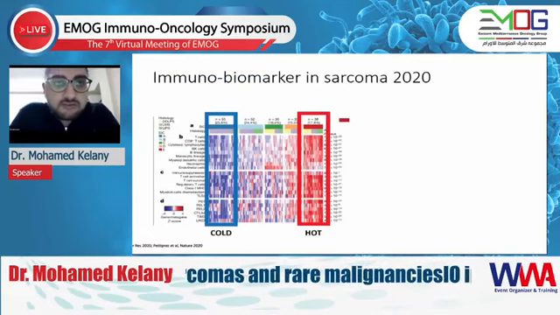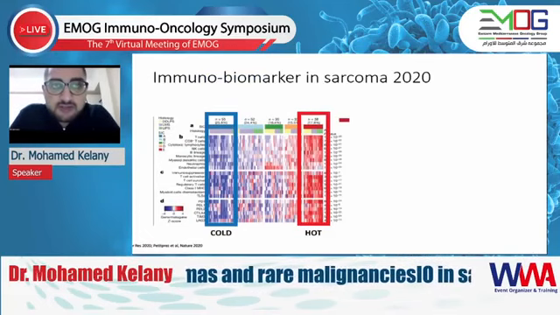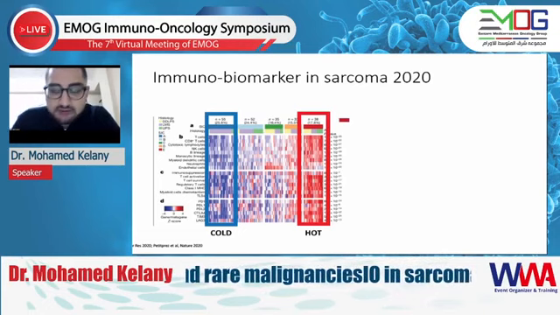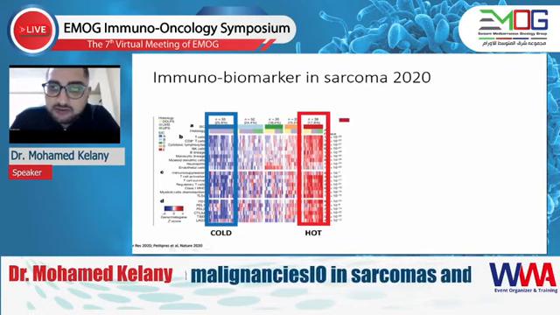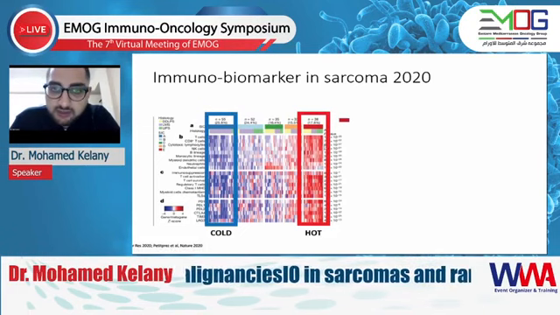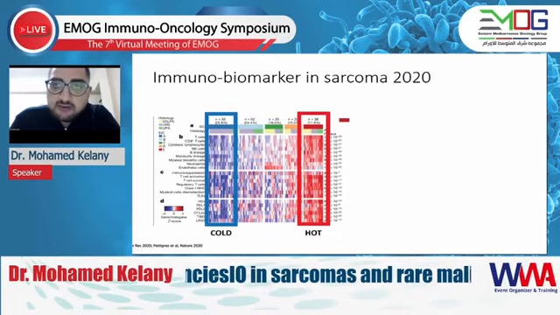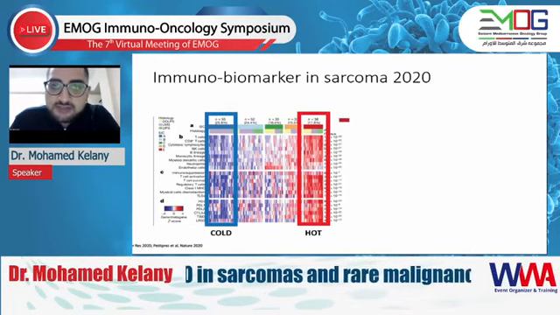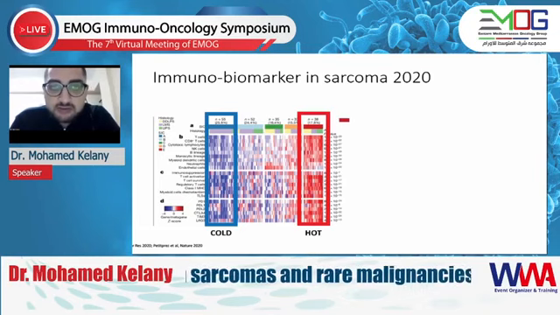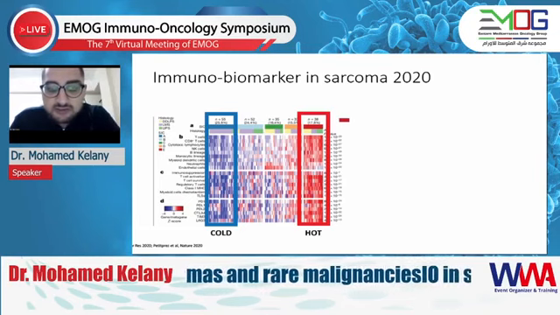Here, if we look at the data published in 2020 on biomarkers in soft tissue sarcoma, we discovered that the tumor mutational burden in soft tissue sarcoma is as high as melanoma. But in real practice, melanoma is highly immunogenic, and IO changed the paradigm in the management of melanoma. In contrast, in soft tissue sarcoma, the role of immunotherapy is still debatable and growing.